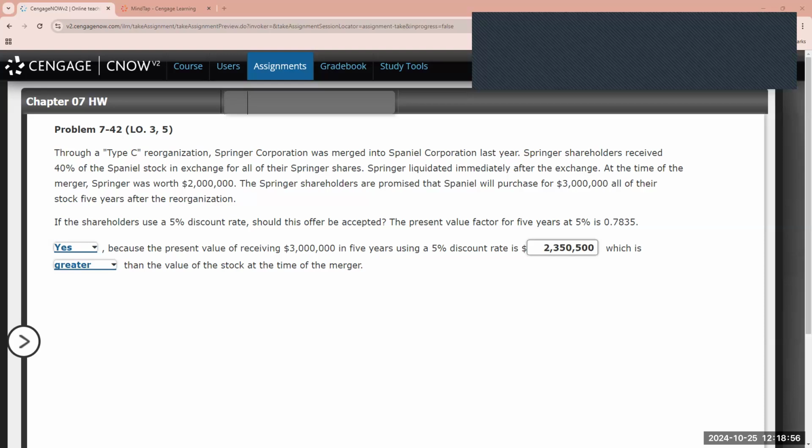So this brings us to the end of chapter 7 homework questions, which covers corporations and the various techniques to reorganize and restructure.